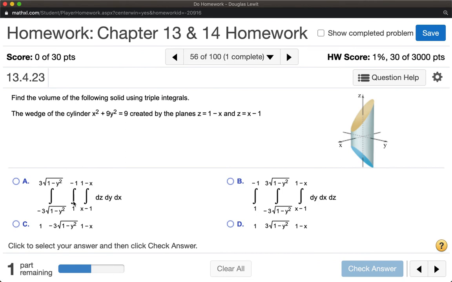Okay, here we see constant limits. What are constant limits? Like -1, +1. These are not constant limits. And the outermost integral should always have constant limits, especially when you're trying to figure out the volume of a solid. The volume of a solid is an actual number. And if the outside integral doesn't have constant limits, then the answer to your integration problem is not going to be an actual constant or a number. So A doesn't even make any sense. So we know this is going to be out, okay?